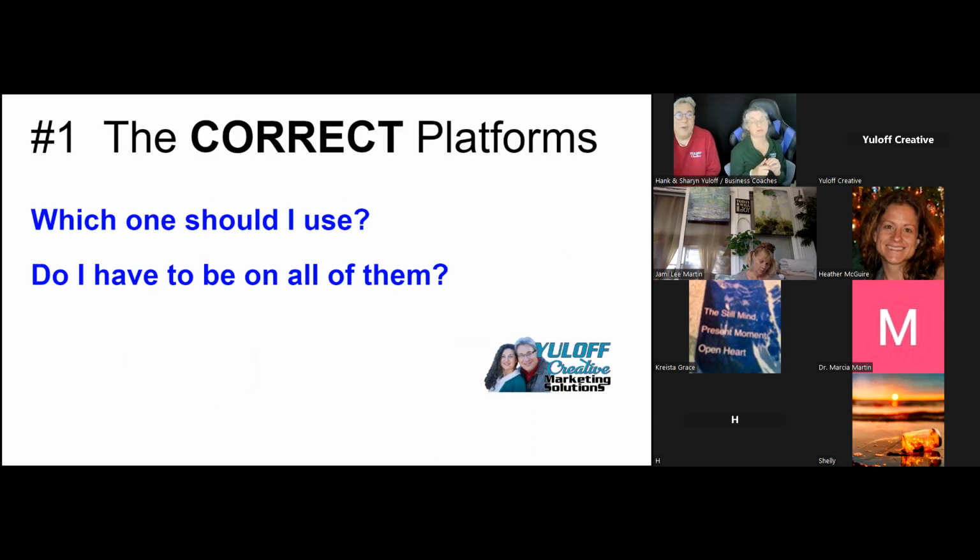All right, so let's get through the 10 C's. The first one is C, which stands for correct. Are we using the correct platforms? Questions we get all the time: which one should I use, and do I have to be on all of them? Well, let's talk about the first one. And no, you don't.